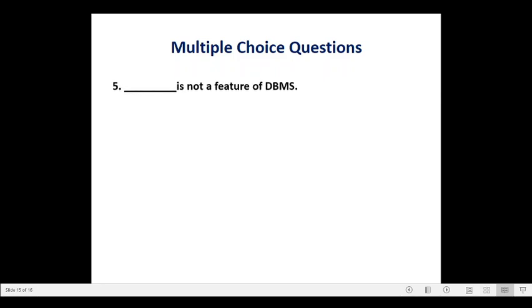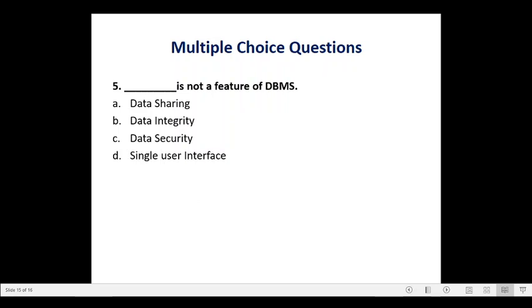The next question. Which is not a feature of DBMS. Data sharing, data integrity, data security, single user interface. Yes, answer is D. Single user interface is not a feature because it is multi-user interface.